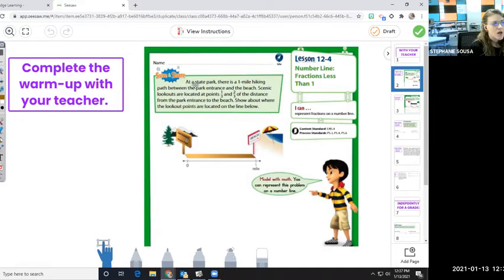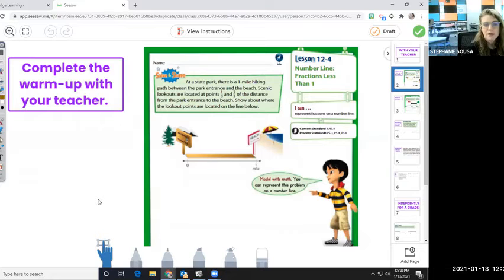Okay, the warm-up says at a state park, there is a 1-mile hiking path between the park entrance and the beach. Scenic lookouts are located at points 1/3 and 2/3 of the distance from the park entrance to the beach. Show about where the lookout points are located on the line below.